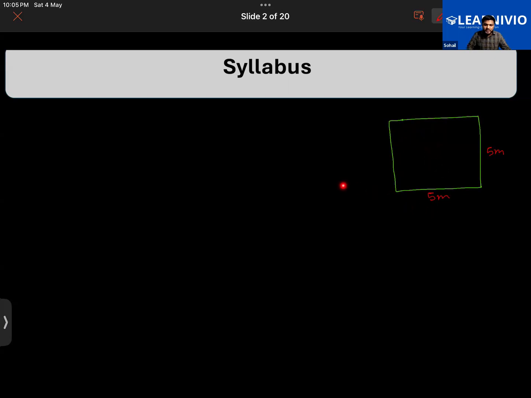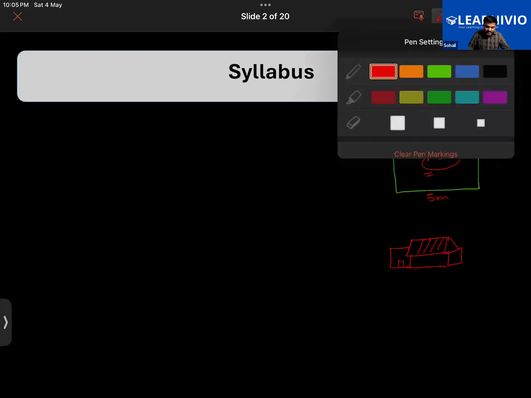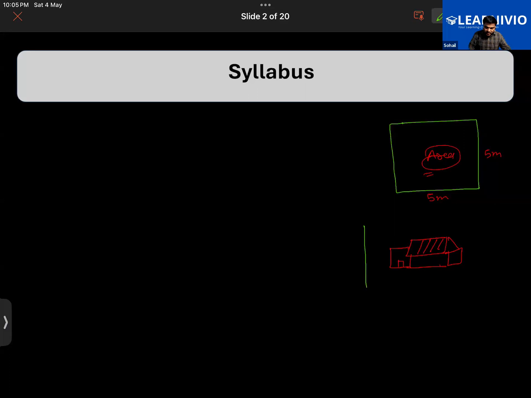It's not like you directly go to the market and purchase some tiles. First you need to calculate the area of this room. Or suppose this is your house, and now you want to do fencing around your house. You want to cover it with a fence. So first of all, you will calculate the length of the boundary around your house.